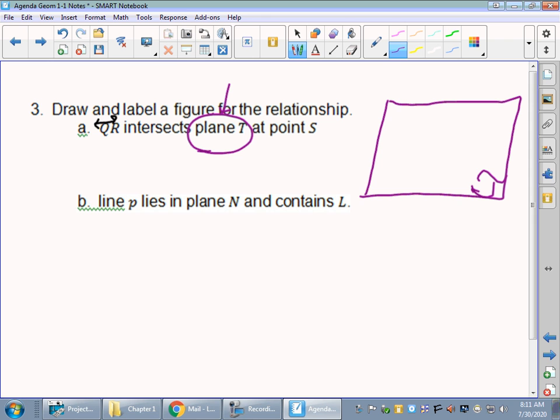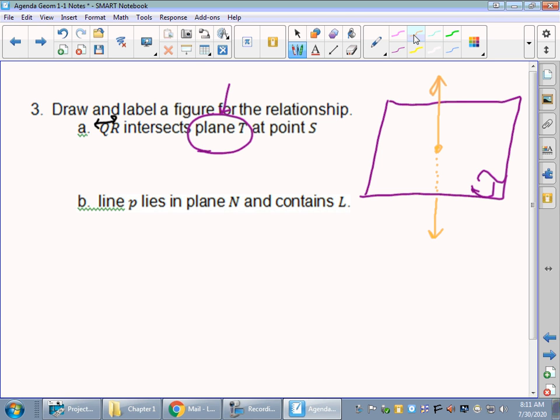Think of a pencil. If you stab it right through a piece of paper, don't try it at home. So line QR, I'm going to have to draw a line. I've got myself a little point there. And then we draw a dotted line where it's back there, but we can't quite see it. So I don't know how your 3D thinking skills are, but that is a line that's intersecting that plane T.